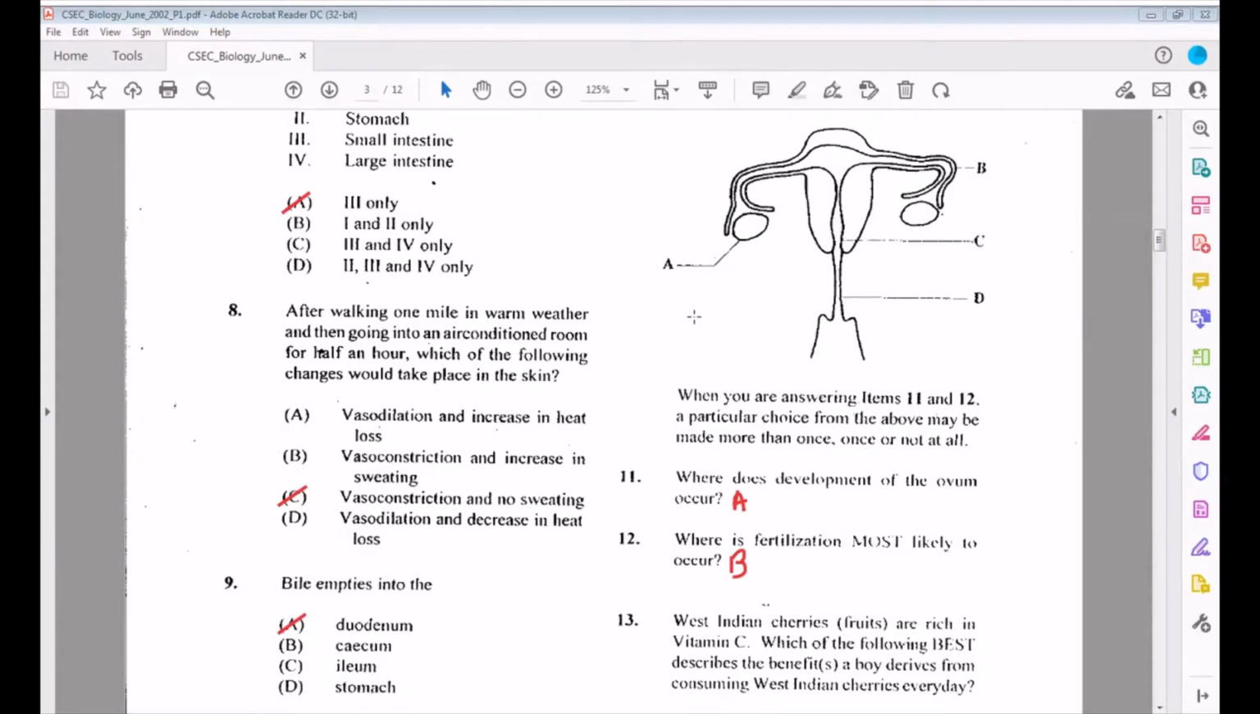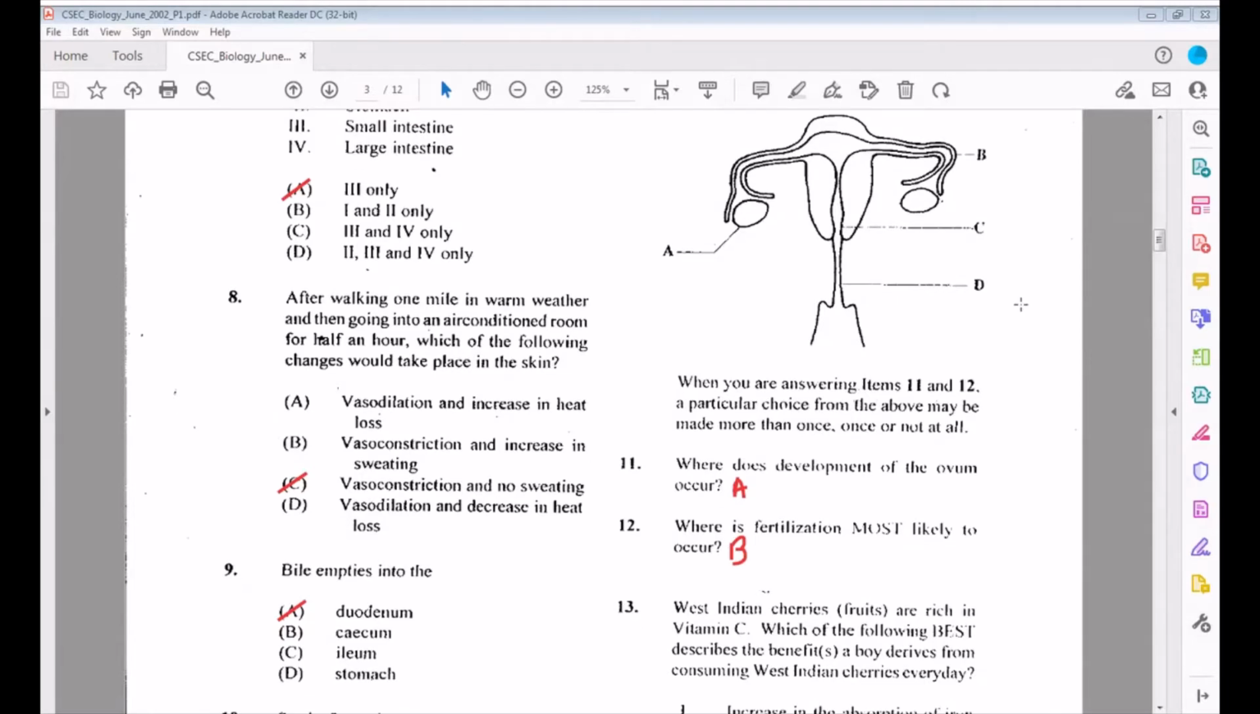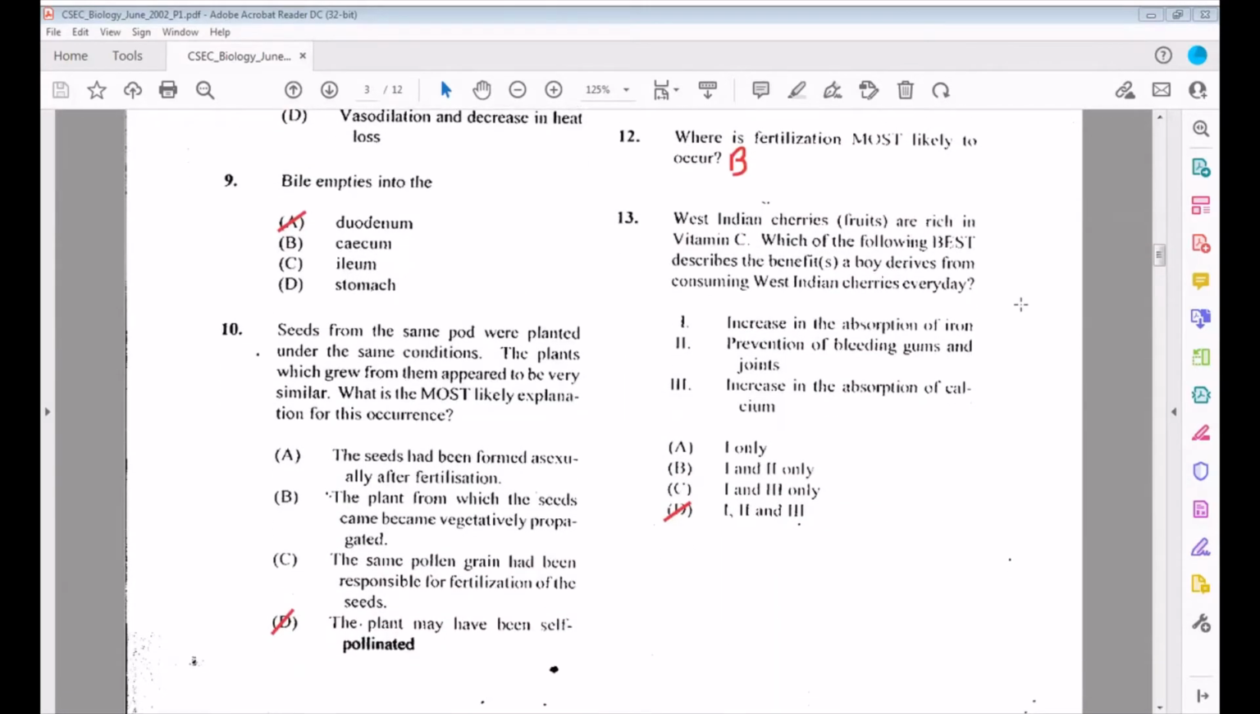11. Where does development of the ovum occur? We know this happens in the ovaries, which is A. And 12, where is fertilization most likely to occur? We know that fertilization has to occur for it to be successful in B, which is the oviduct or the fallopian tube.